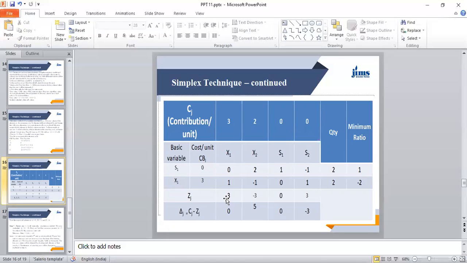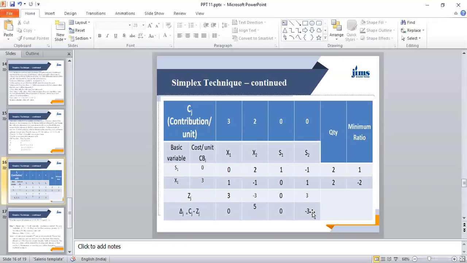Now we calculate the Zj value in the same way. 0 into 0, 0, 3 into 1, 3. So sum of 0 plus 3 is 3. Here 0 into 2, 2, 3 plus into minus 1, minus 3. So 0 and minus 3, minus 3. Likewise, you calculate, then this becomes 3, minus 3, 0 and 3. When you subtract it in this Cj minus Zj, 3 minus 3 is equal to 0. So 2 minus 3 minus 2 plus 3 is equal to 5, and this becomes 0 and this minus 3. Now this is the net value.